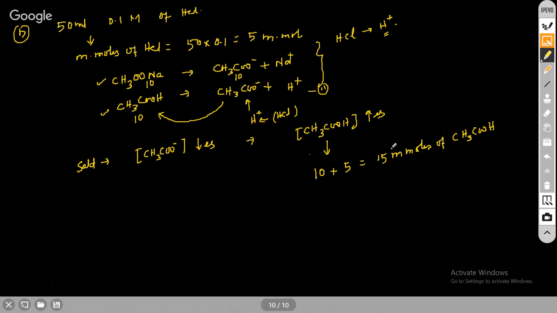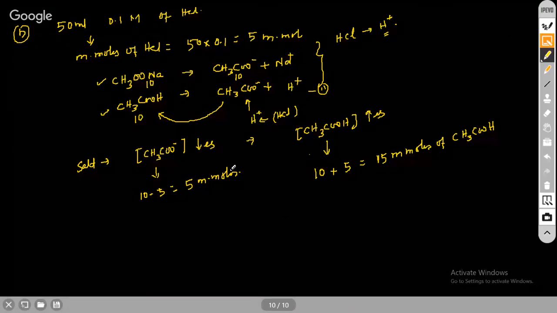15 millimoles of CH3COOH. Now, the concentration of the salt will decrease. So initially it was 10 and 5 reacts, so it gives 5 millimoles of this. Is it clear? Tell me, is it clear?